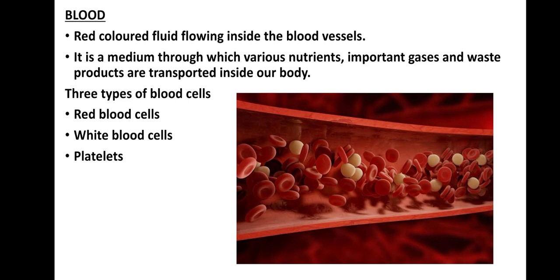Platelets. Platelets are small irregular structures. They are colorless, just like white blood cells, and do not contain nucleus. The platelets help in the clotting of blood. That helps to prevent the blood loss from the body.